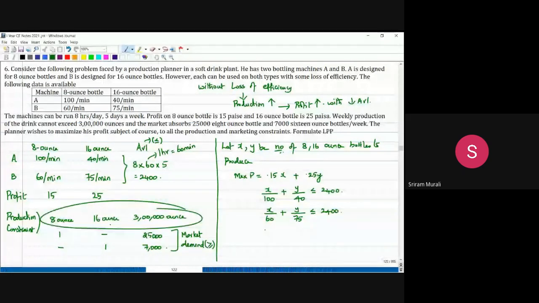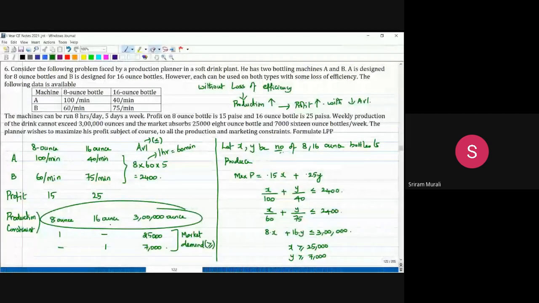So 1 unit will be 8 tons, 2 units will be 16 tons. So X units will be 8 into X, and this is 16 into Y. Both added together, I should have within 3 lakh tons. So far, we discussed availability. Now market demand. For the first product, I should have a minimum of 25,000. Likewise, for the second constraint, the market demand will be a minimum of 7,000.